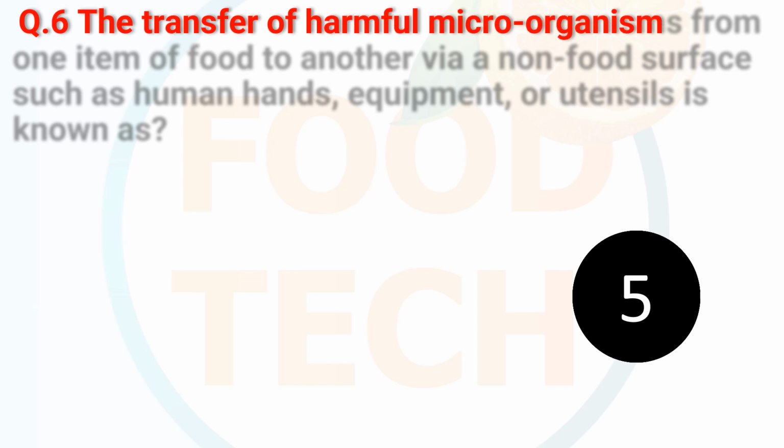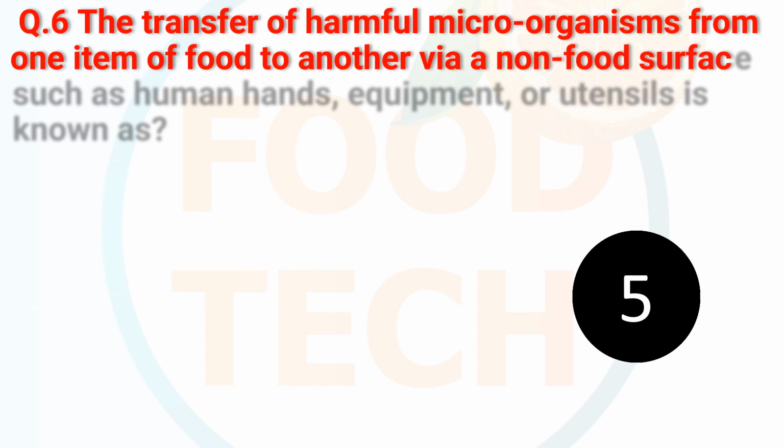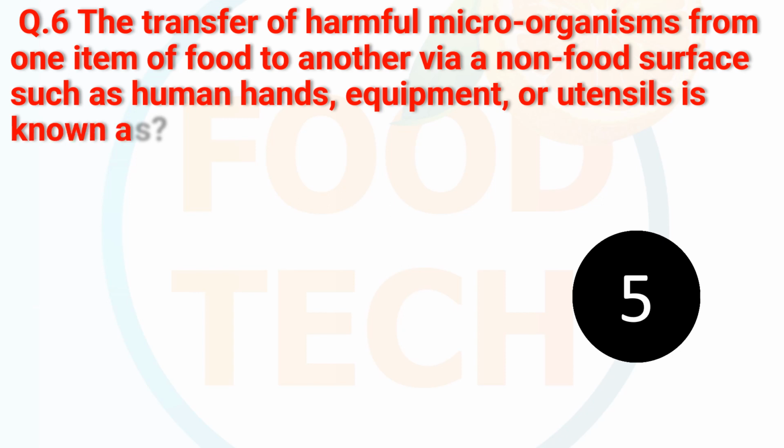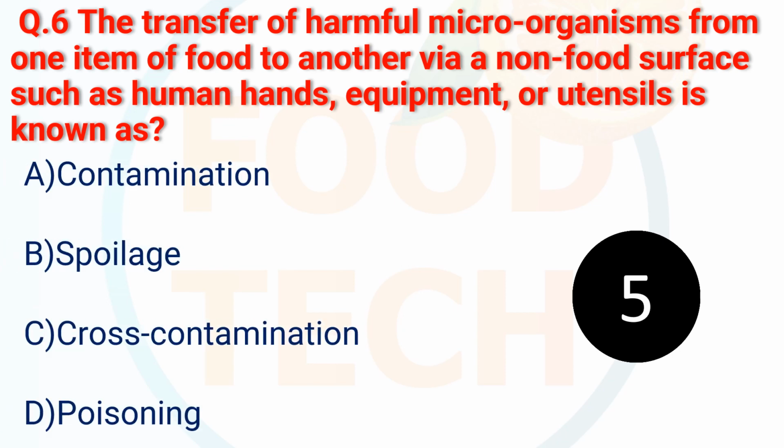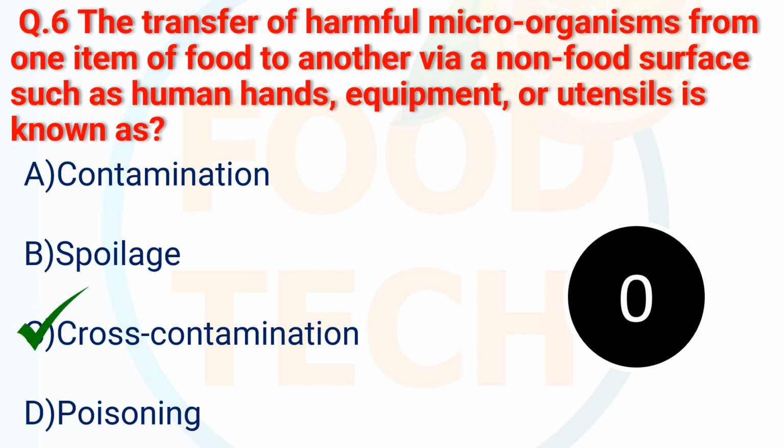Question 6. The transfer of harmful microorganisms from one item of food to another, or from a non-food surface such as human hand, equipment or utensil, is known as A. Contamination, B. Spoilage, C. Cross-contamination, D. Poisoning. The answer is C. Cross-contamination.